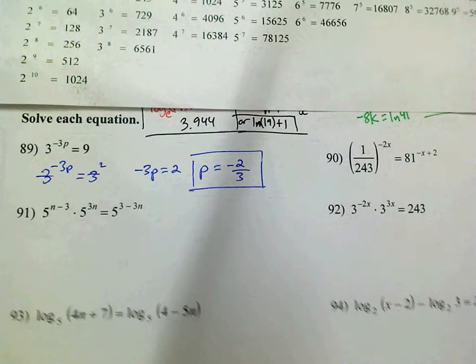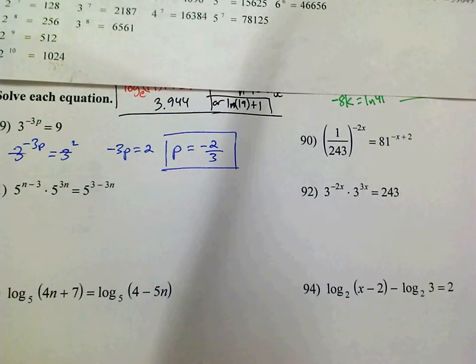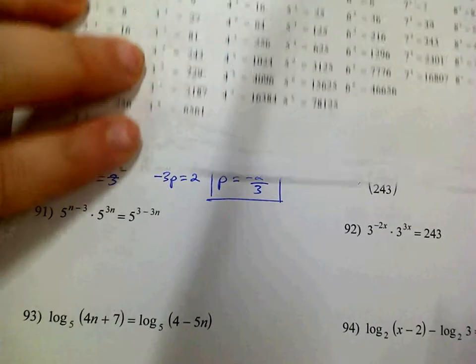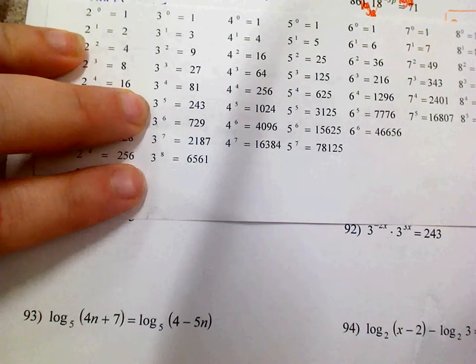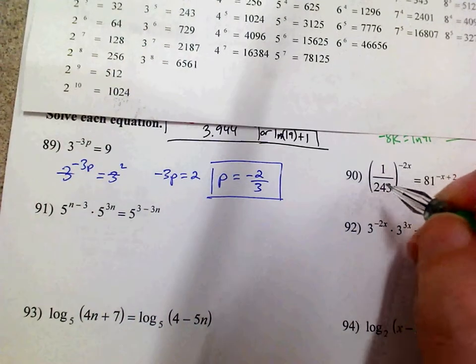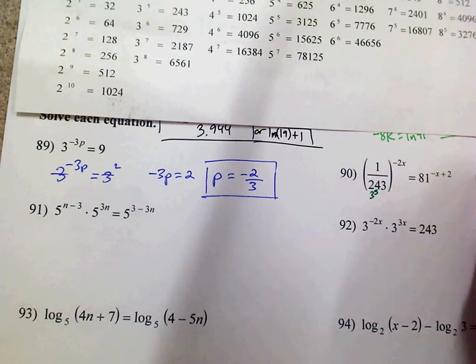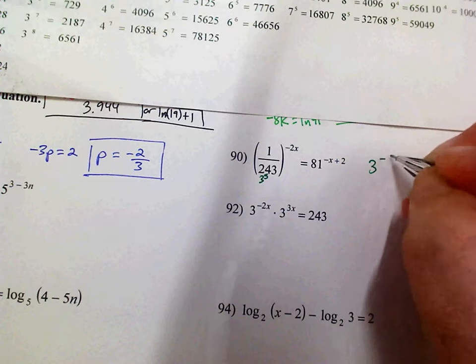Number 90, we have 243 and 81, so your goal is to find 243 and 81 on the same column. And again, with 3, we see that 243 is 3 to the 5th, and 81 is 3 to the 4th. So this is 3 to the 5th in the denominator, so when I bring it up, it's going to be 3 to the negative 5th. So we're going to write 3 to the negative 5 to the negative 2x.